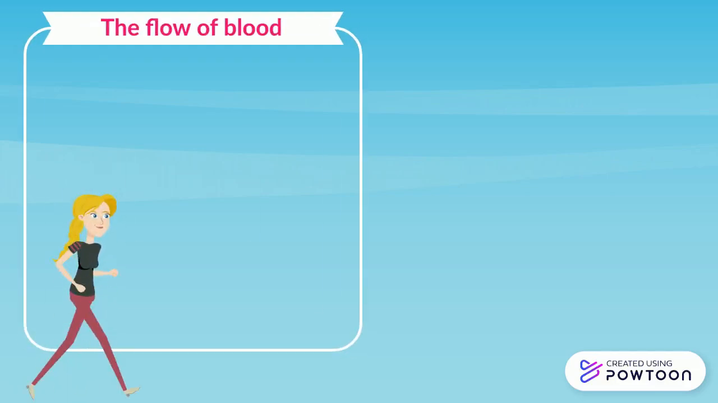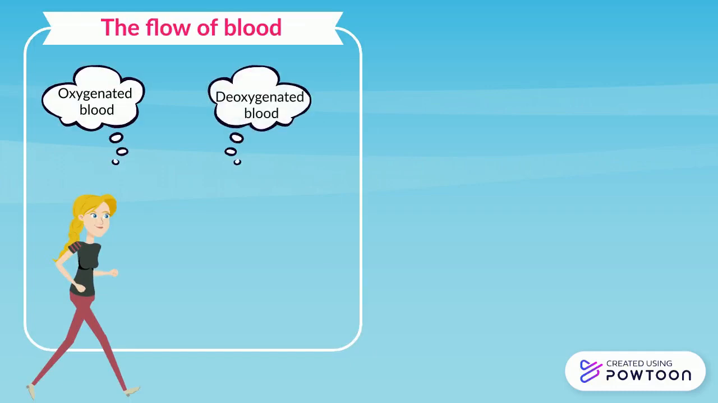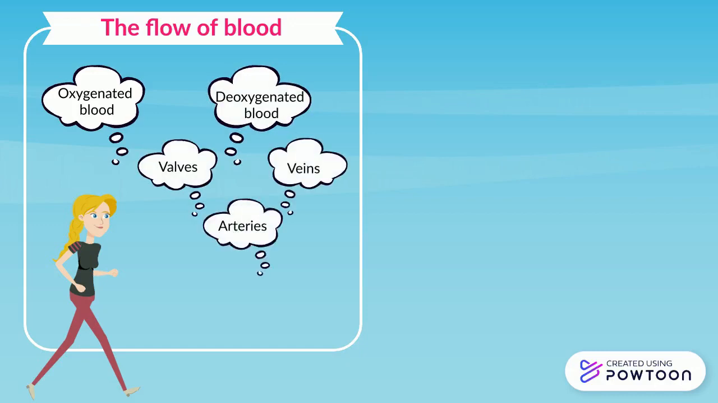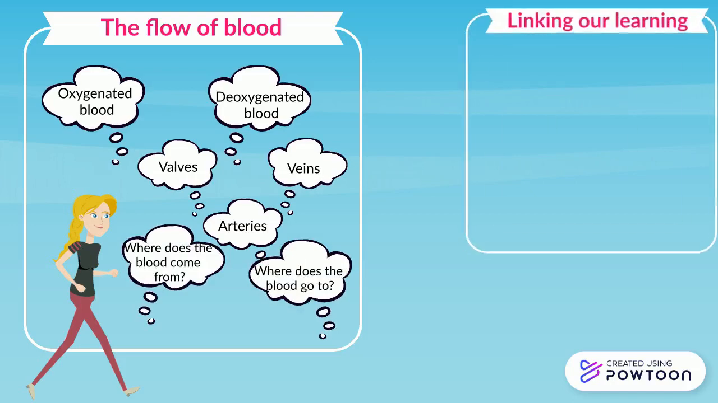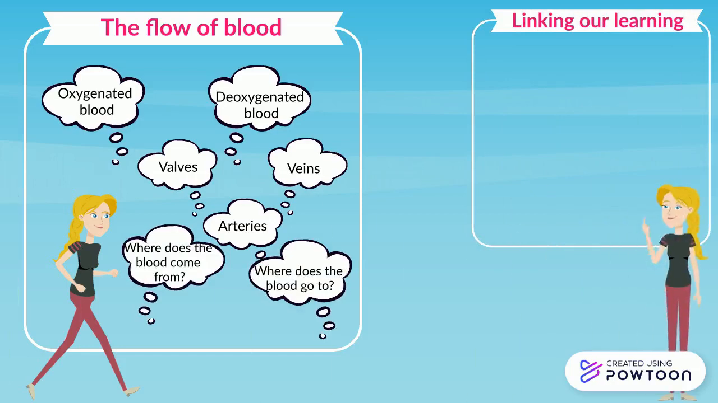Once we have an understanding about the structure of the heart, we're going to look at how the blood flows through the heart. We need to consider what do we mean by oxygenated and deoxygenated blood. What roles do valves, veins and arteries play, and can we link it back to where they are in the heart? Then questioning where does the blood come from and where does it go and what happens to it during this time. We're also going to challenge ourselves to link our learning from previous lessons to today's topic.